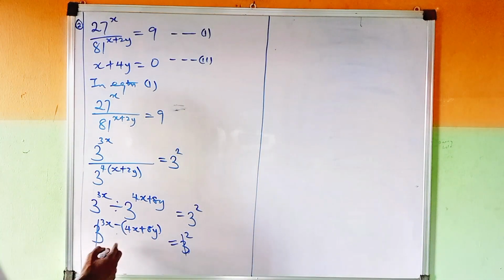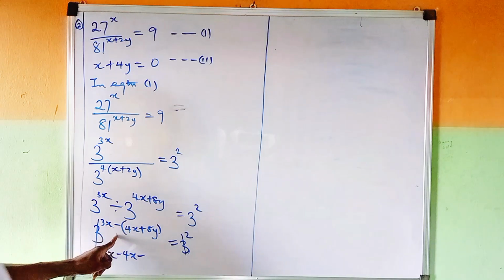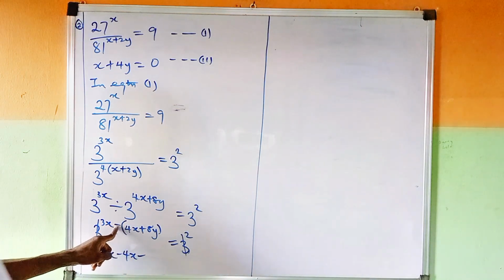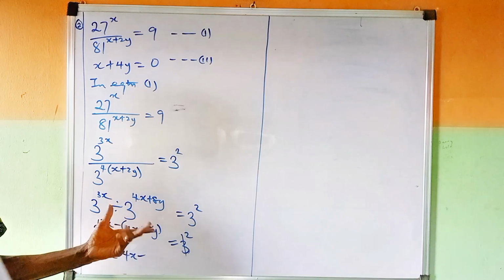So here, let's open up this bracket. We have 3x minus times 4x, minus 4x. Minus times plus is minus. Take note of that. A lot of students make mistakes there. If you do not consider multiplying this like this to change this sign, then you are going to get a wrong answer.